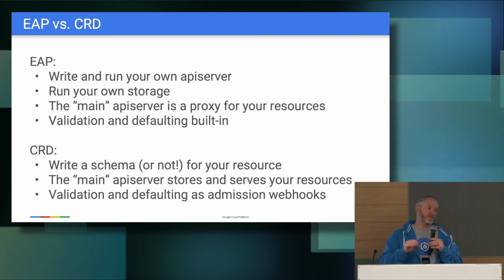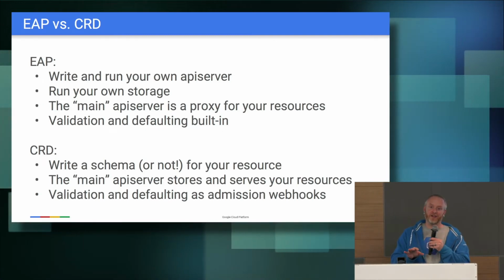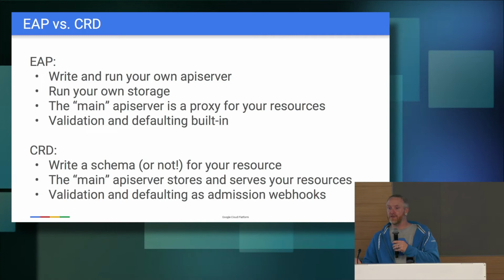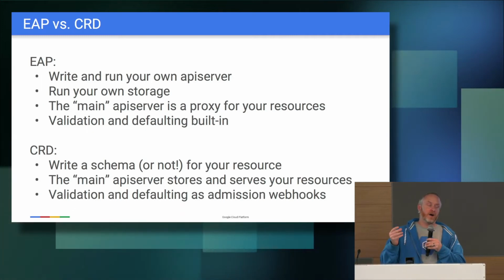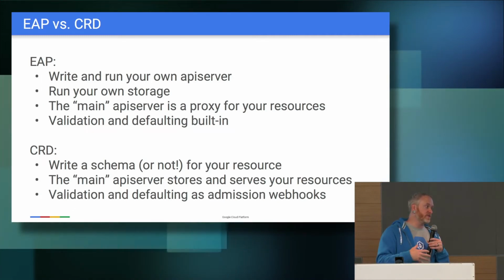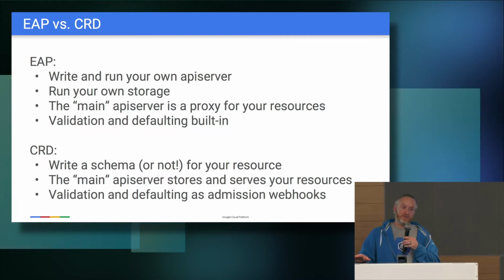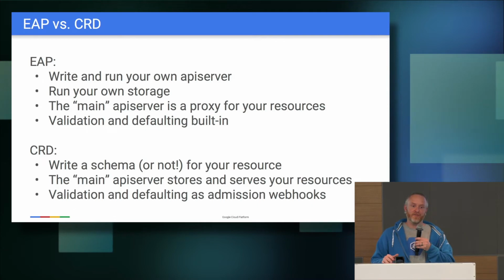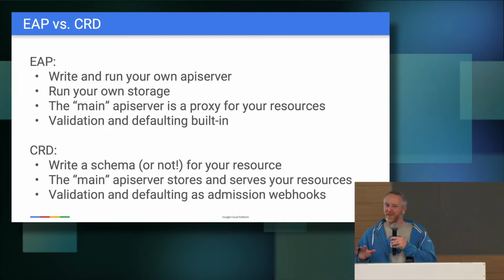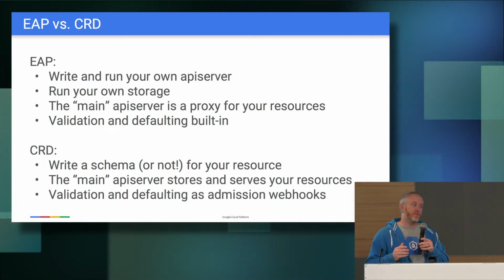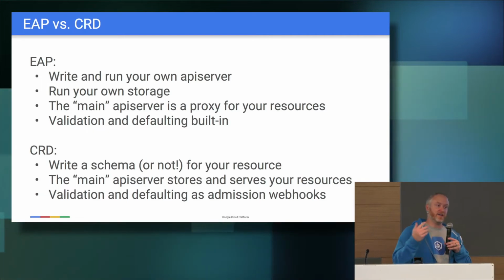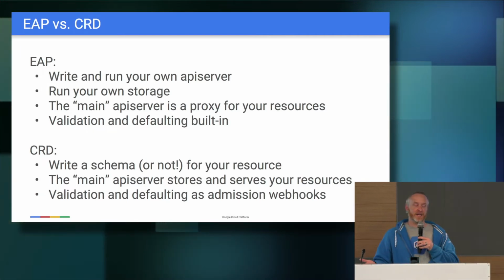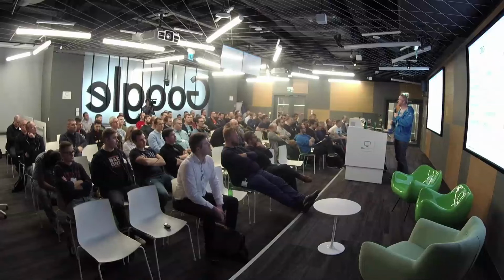CRD, on the other hand, is really just a schema. You give us a schema file. Actually, you don't even have to give us a schema file. We can run without schema. Our main API server is going to store those resources for you. We're not going to do any validation for you. Well, actually, we will, because you gave us a schema. So we're going to do some basic JSON schema validation, right? But it's fairly limited in its capabilities. If you want to do validation and defaulting and those sorts of things, you have to do it through a second step through admission control.